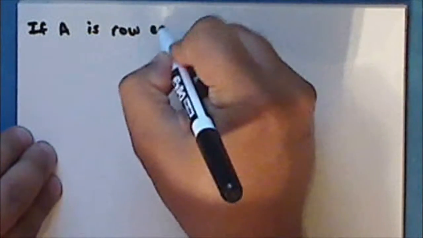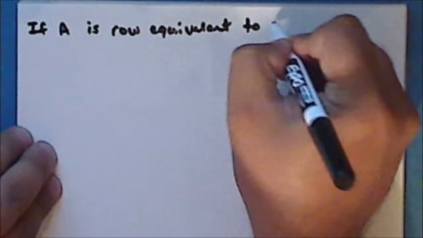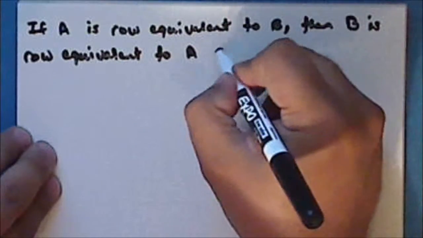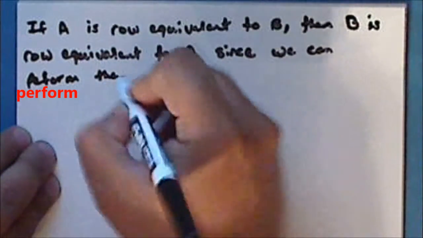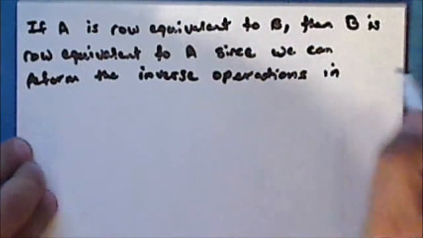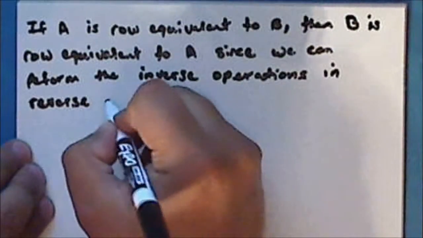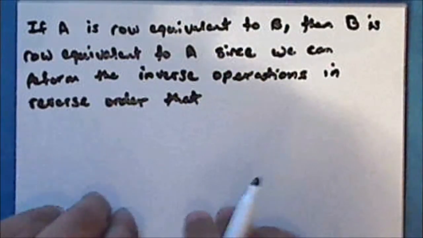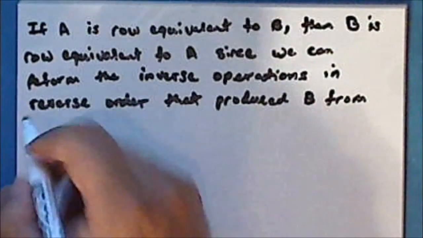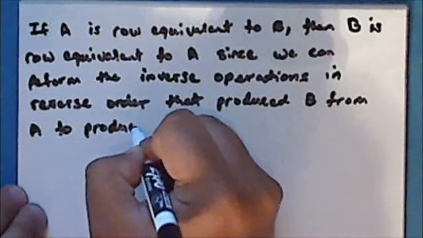Now, if A is row equivalent to the matrix B, then the matrix B is row equivalent to A, since we can perform the inverse operations in reverse order that produced B from A to produce A from B.